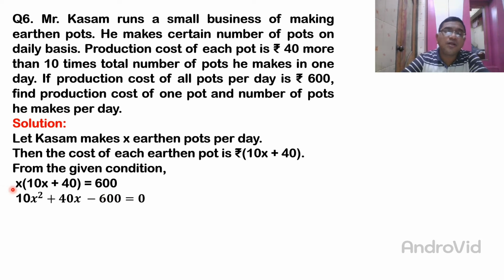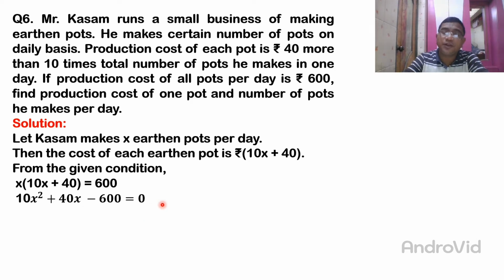From the given condition, Kasam makes x earthen pots. One pot cost is 10x plus 40. So x into 10x plus 40. This is the cost of all the pots, which is equal to 600. So x into 10x, you are getting 10x square. x into 40, you are getting 40x. 600 is positive, going across it becomes negative, is equal to 0. So 10x square plus 40x minus 600 is equal to 0. So it can be divided by 10.